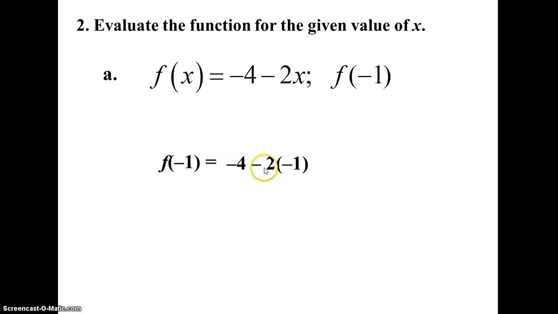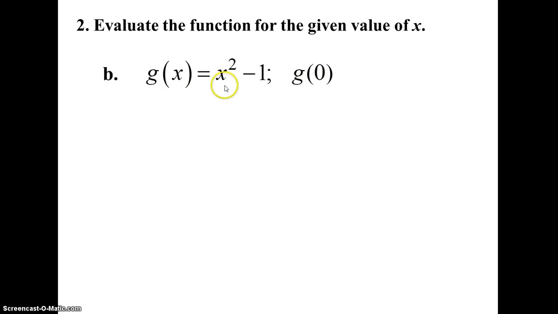So you go ahead and just evaluate this. Negative 2 times negative 1 is positive 2. And positive 2 plus that negative 4 is a negative 2. So you could say f at negative 1 equals negative 2. The value of the function when our input is negative 1 is negative 2. Here's our output for this input. We would have the ordered pair negative 1, negative 2 somewhere on the graph of this line, right?